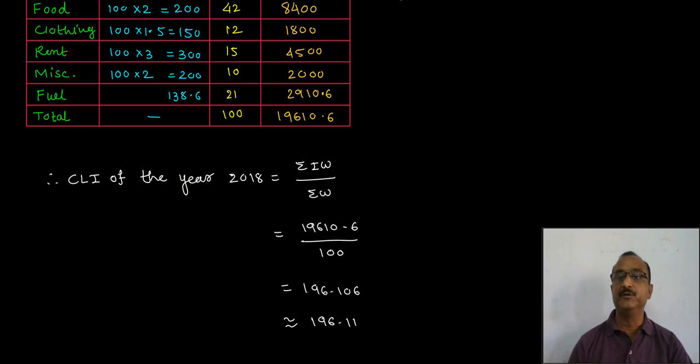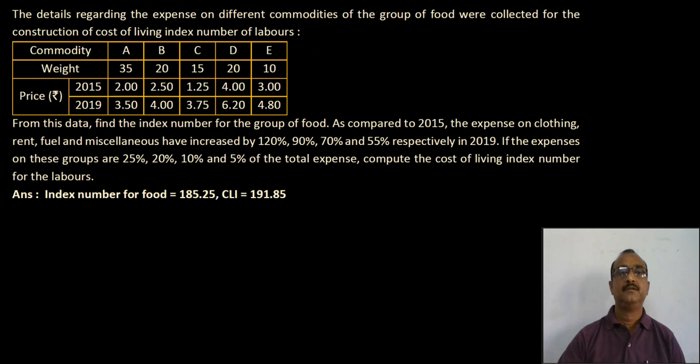Let me take one more example of this type. Our second sum gives the details regarding the expenses of different commodities of the group of food. Here we first have to find the index number of food items. We collected this for the construction of the cost of living index number for labourers.